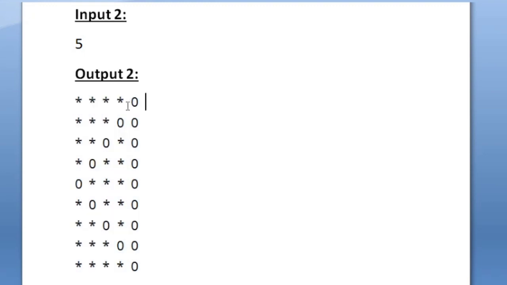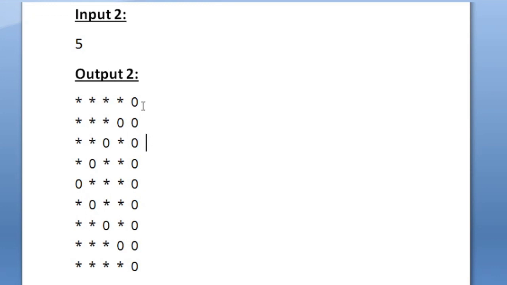and in every line there are n characters, and every line is made up of 0 and asterisks. In the first line the nth character is 0 and the remaining characters are asterisks, and in the second line the nth and n minus 1th are 0 and the remaining are asterisks, and in the third row the nth and n minus 2th are 0 and the remaining are asterisks.